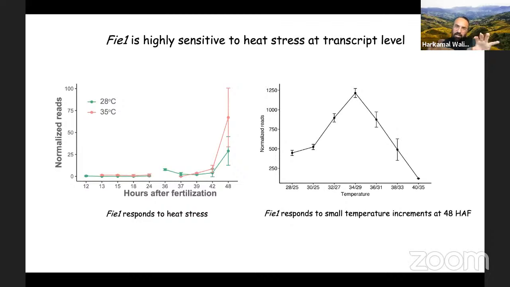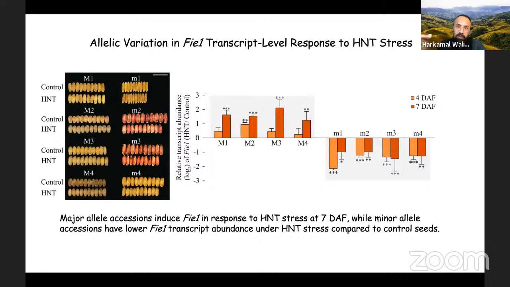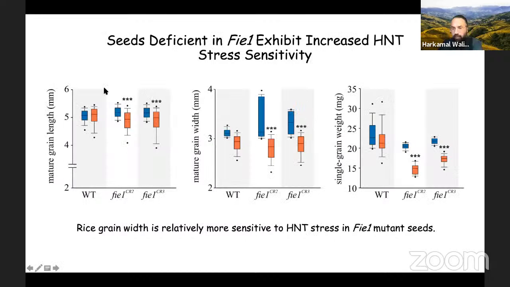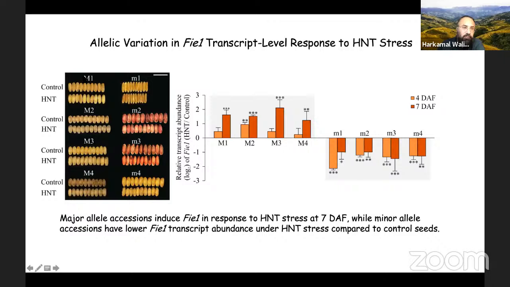So that was the background information that we already had from work done 6-7 years ago in my lab, and this is what we started to look at under HNT stress. These are 4 of the lines, where big M1, M2, M3 are the major alleles, and small M1, M2, M3, M4 are the minor alleles. And you can see the differences in temperature, a big difference here in M2, the small M2. So we looked at 4 days and 7 days after under control and HNT condition, and we asked how the gene expression changes in these major and minor alleles.